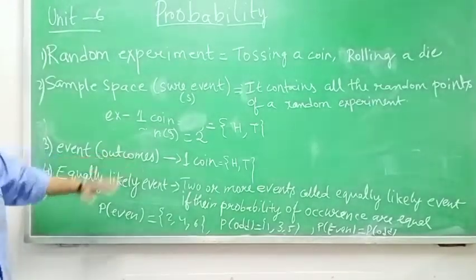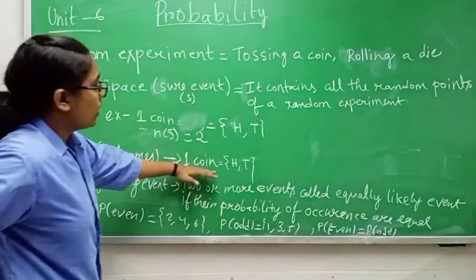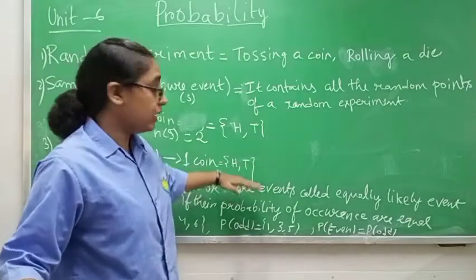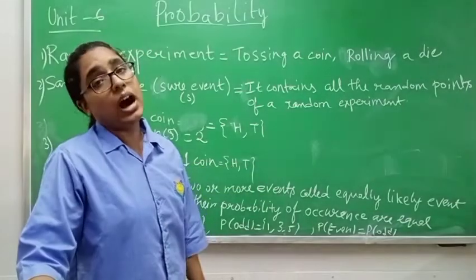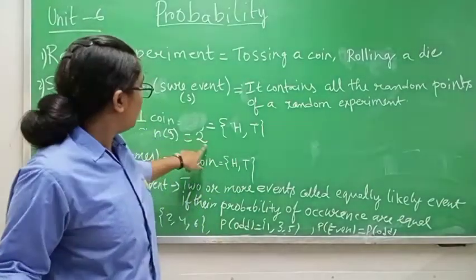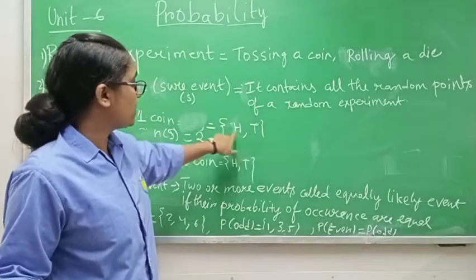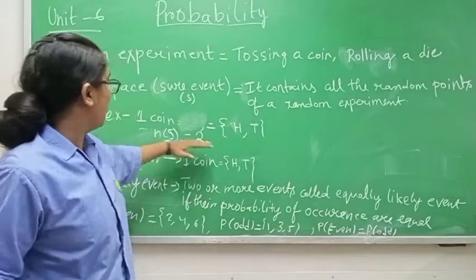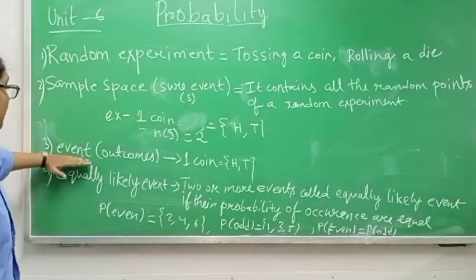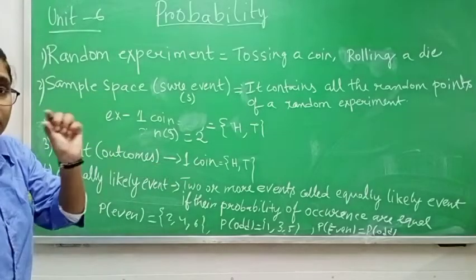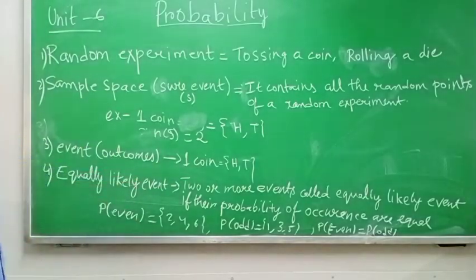Now, event or outcomes. When you toss a coin, head and tail will come. This head and tail are called outcomes. The number of outcomes, head and tail, is 2. So this is 2, and this is known as the sample space. But the event is head or tail. The names head and tail are known as events.